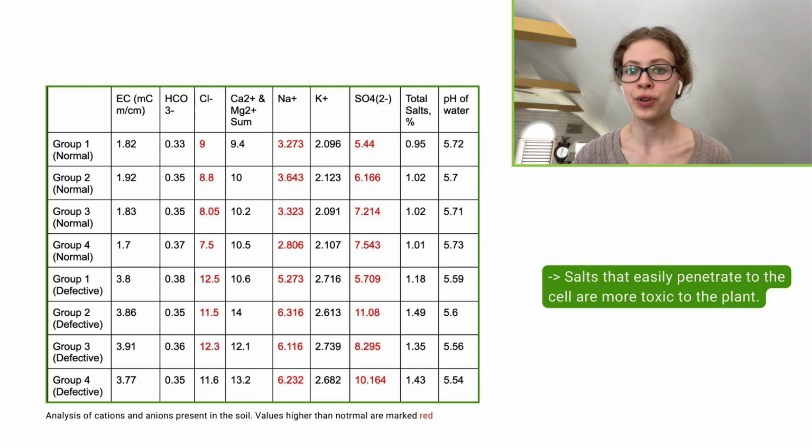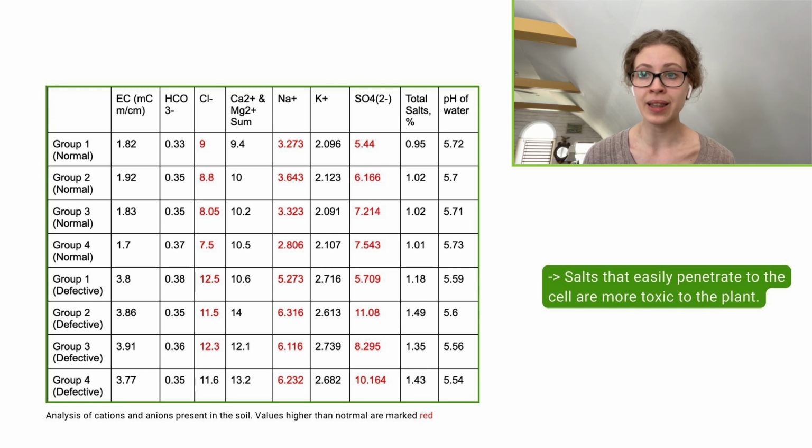It turns out that, for example, chloride or carbonate salinization predominance is more harmful to the plants than, let's say, sulfate-chloride or chloride-sulfate salinization, because salts that easily penetrate into the cell are more toxic to the plant.